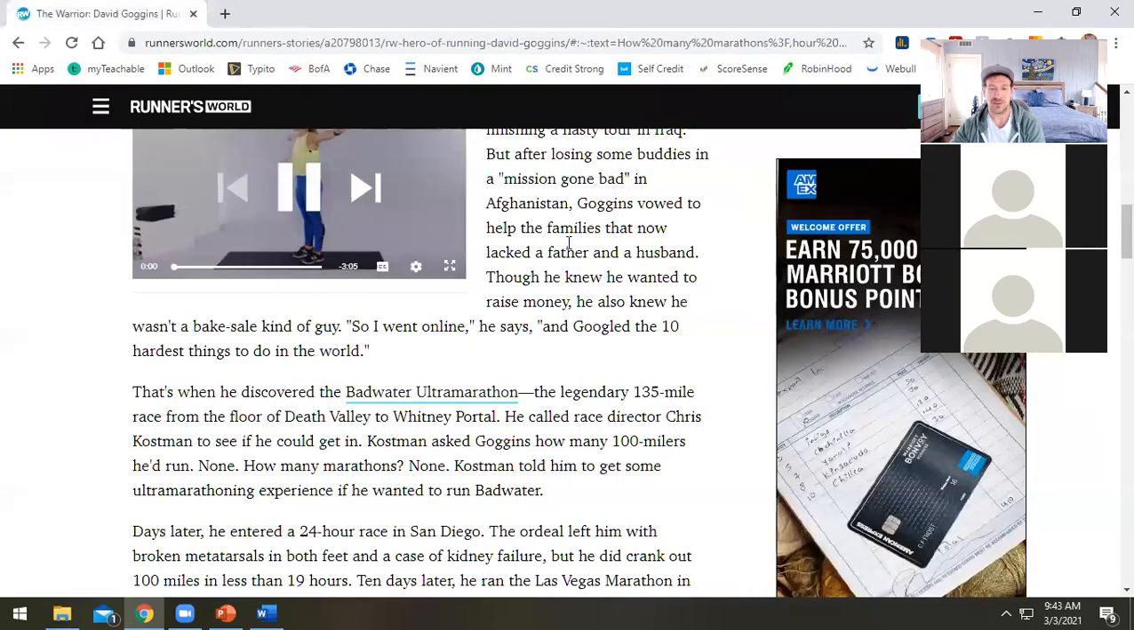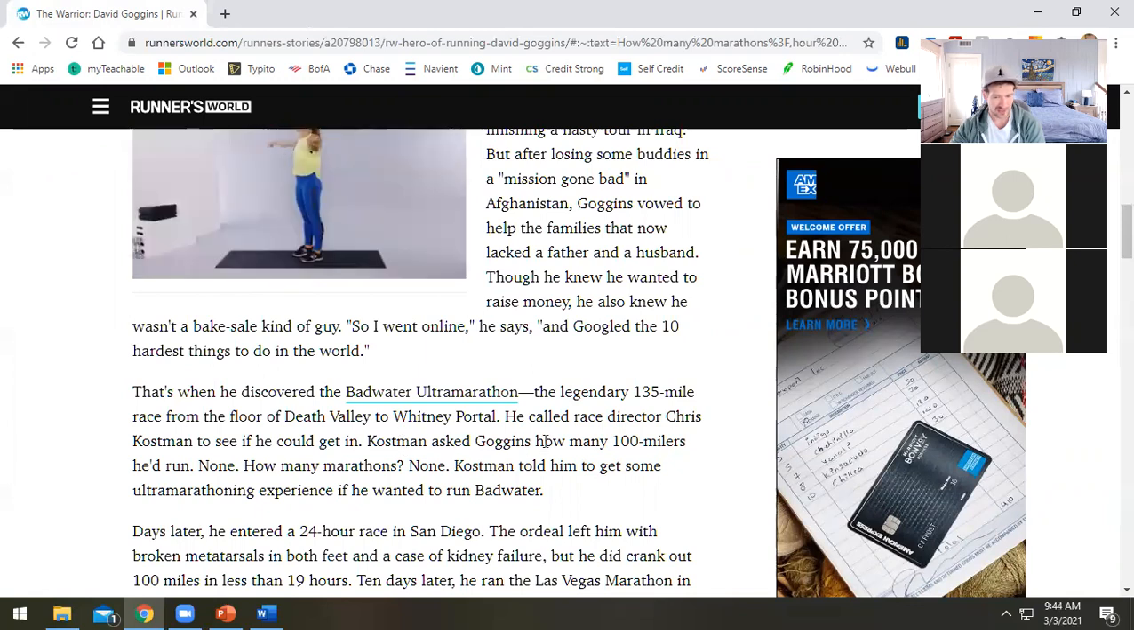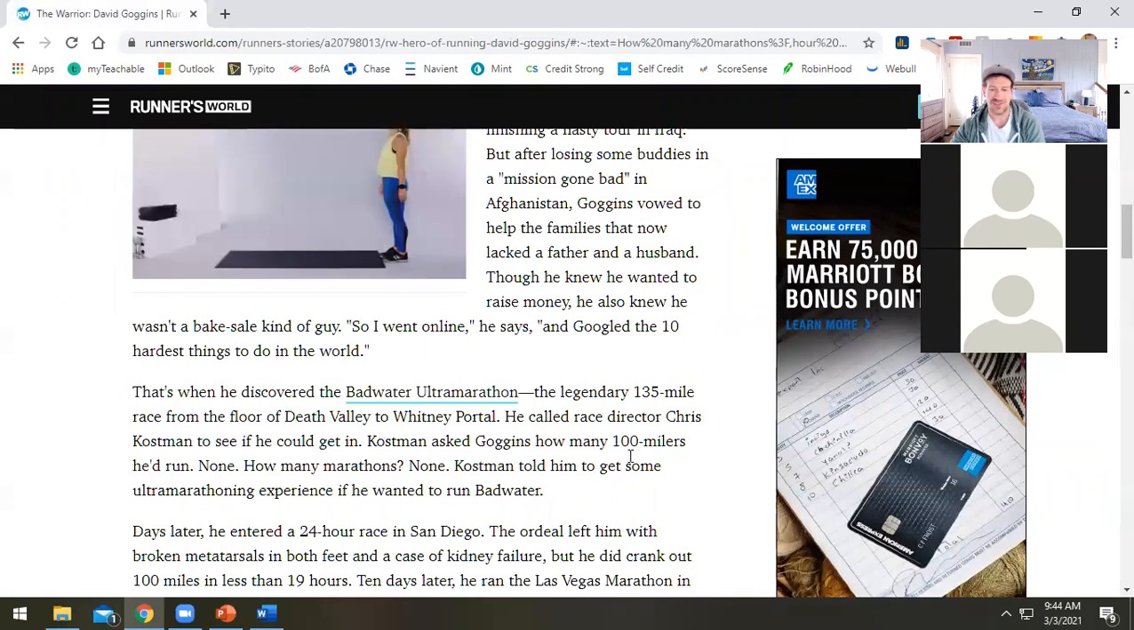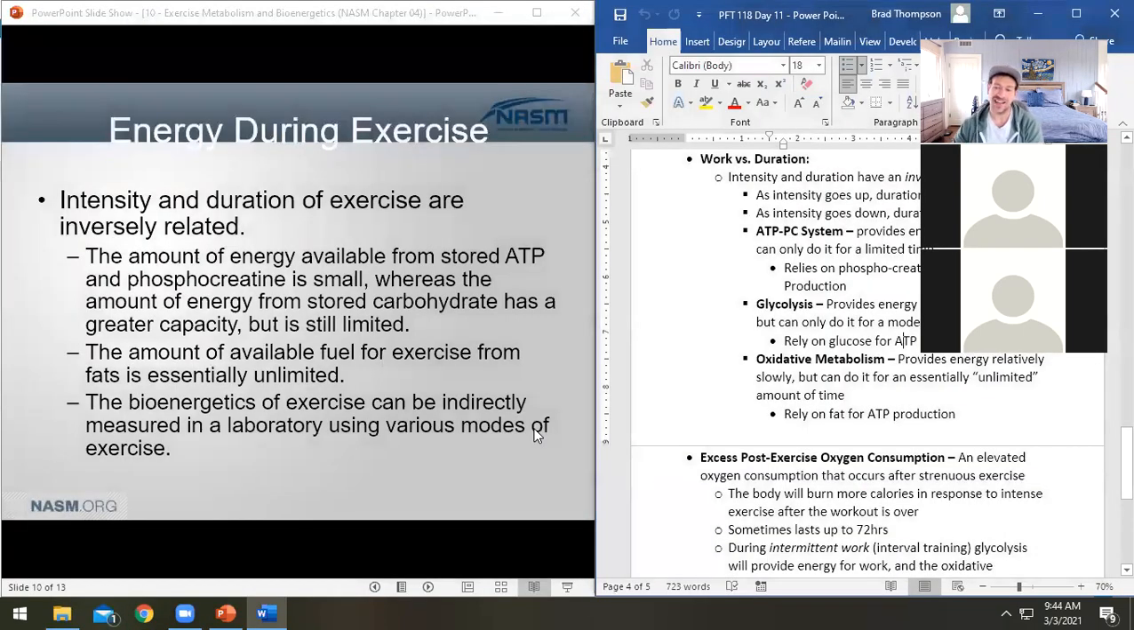Anyway, so yeah, he ran, let's see here, 135 miles. Yeah, 135 miles. David Goggins had never run a marathon, nor had he ever run even a 100-mile race, and yet he was still able to enter it, which is insane. So he's a crazy person.